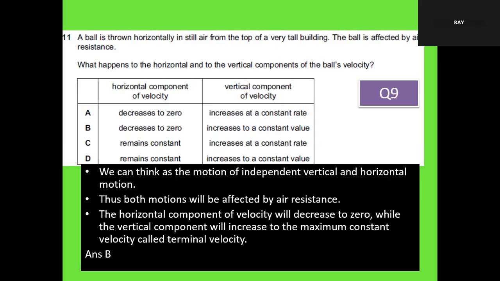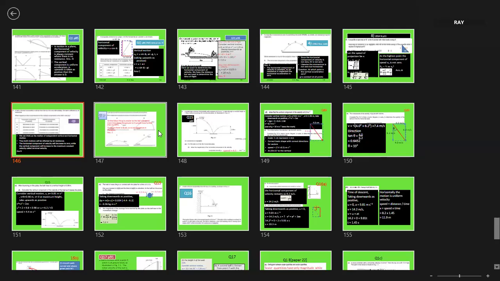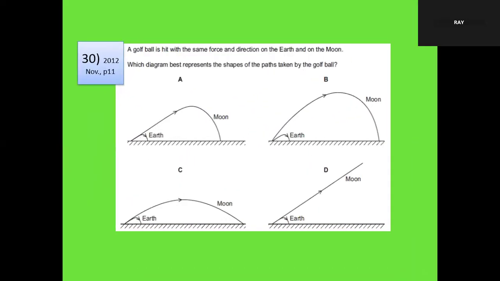Any more questions? Okay, let's try another one. A golf ball is hit with the same force and direction on Earth and on the Moon. Which diagram best represents the shape of the path taken by the golf ball?